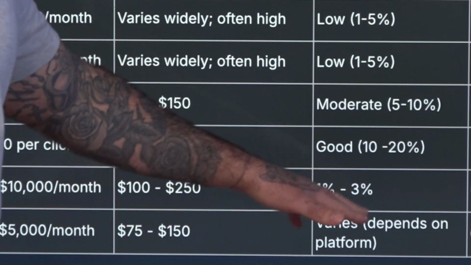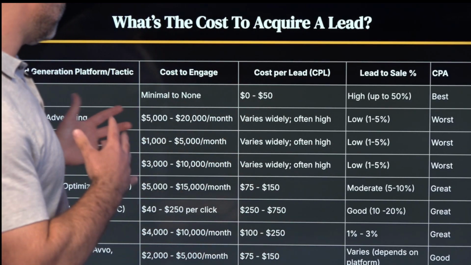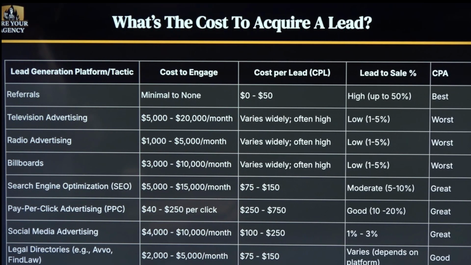Facebook ads, moderate conversion rate, but the cost per lead is so low that it makes sense. And we talked about this. So when we break all this stuff down, this is a lot to take in. This is a lot to look at. Again, when we talk about prioritizations, if I owned a personal injury law firm, what would I do?